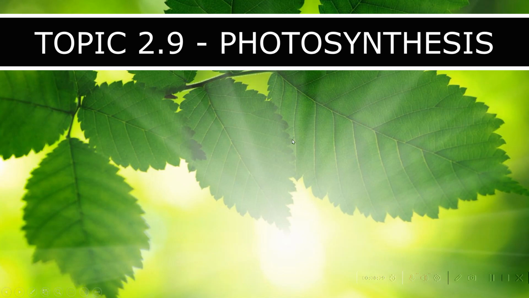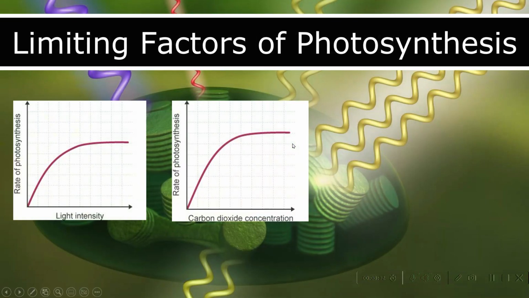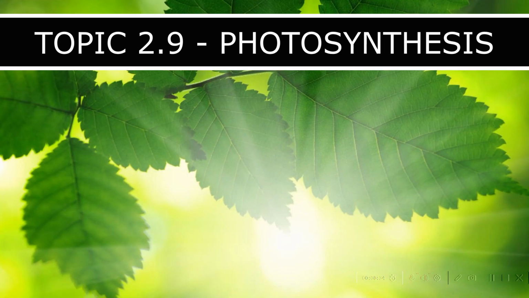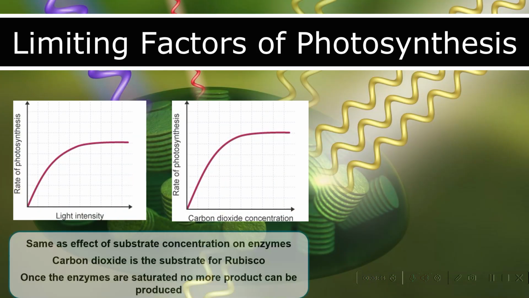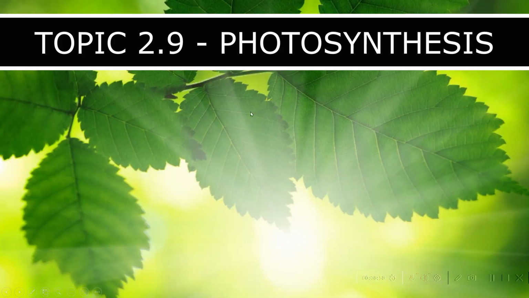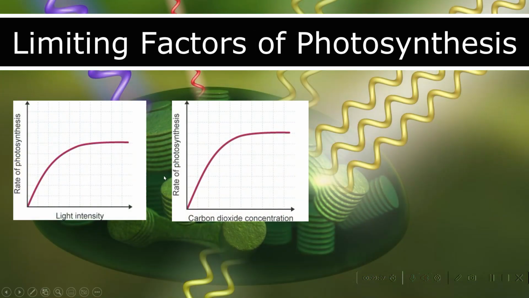In 2.9, we talked about photosynthesis, right? And so we know that photosynthesis is the conversion of light energy into glucose, and that we're using light to do that, and that this is something that occurs in the chloroplast in plants. Some limiting factors of photosynthesis are the same as substrate concentration that we saw in enzymes, because plants have enzymes just like we do, just like bacteria do. And those enzymes are what is needed for photosynthesis, and those enzymes are going to be affected the same way as any enzyme would.